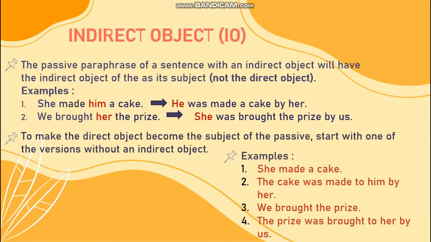And then the passive paraphrase of a sentence with an indirect object will have the indirect object as its subject. So the example is: she made him a cake, and then we change it to: he was made a cake by her. In this case, we change the position of the indirect object. If previously the position was before the direct object, here the indirect object has a role as the subject of the sentence.